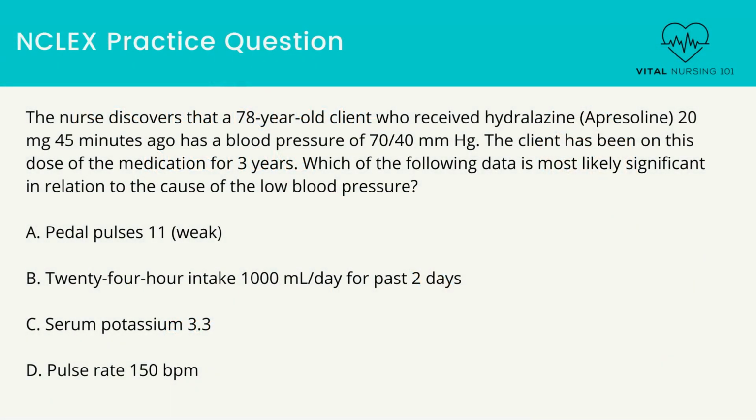The nurse discovers that a 78-year-old client who received hydralazine 20 mg 45 minutes ago has a blood pressure of 70/40. The client has been on this dose of the medication for 3 years. Which of the following data is most likely significant in relation to the cause of the low blood pressure? Pedal pulses 1+. 24-hour intake 1000 milliliters per day for past 2 days. Serum potassium 3.3. Pulse rate 150 beats per minute.